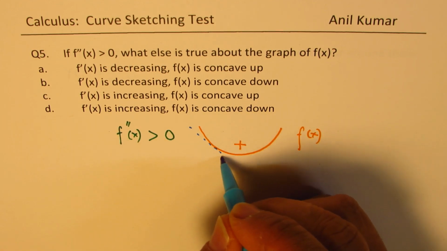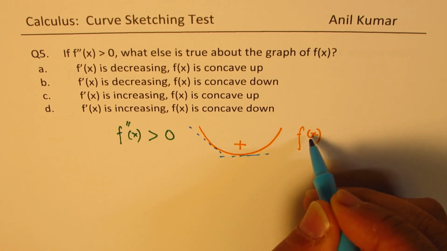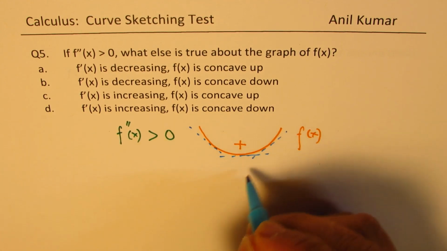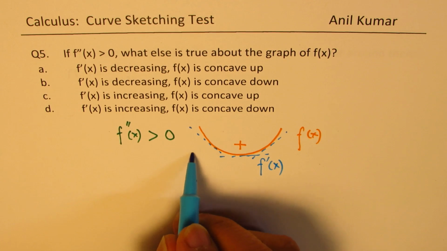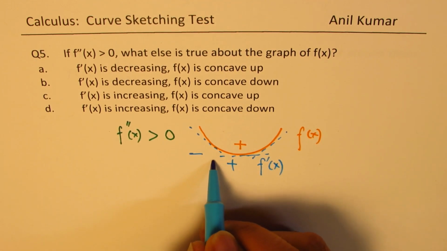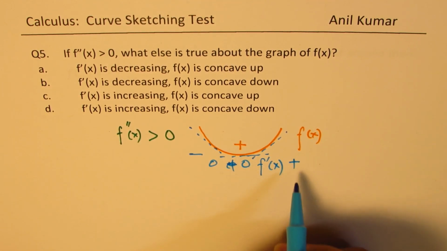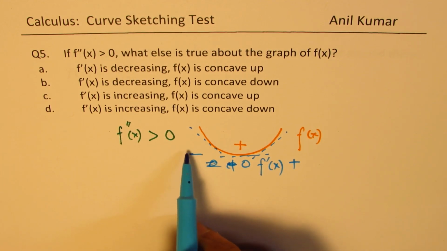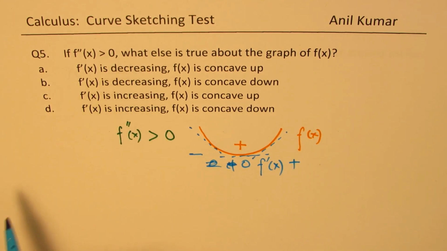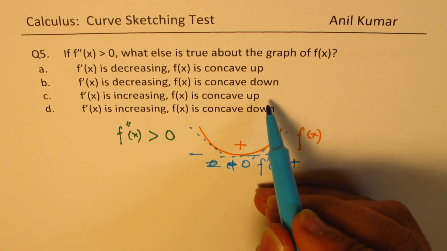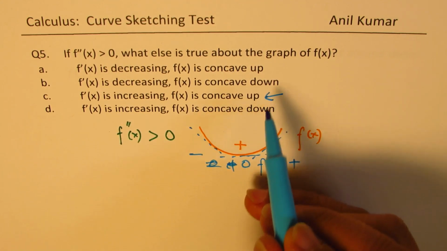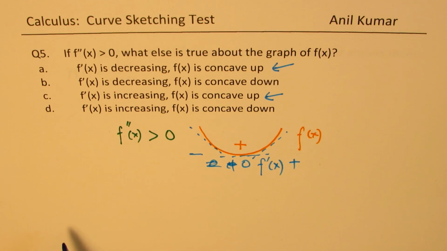Well, here it is minus, here it is 0, right? That is the function, and this is your first derivative. Clear? So the tangent goes from negative to 0 to positive, right? So it is increasing. It is not decreasing, it is increasing. So first thing is, since the graph is concave up, we are looking into one of these choices. Is that clear to you?